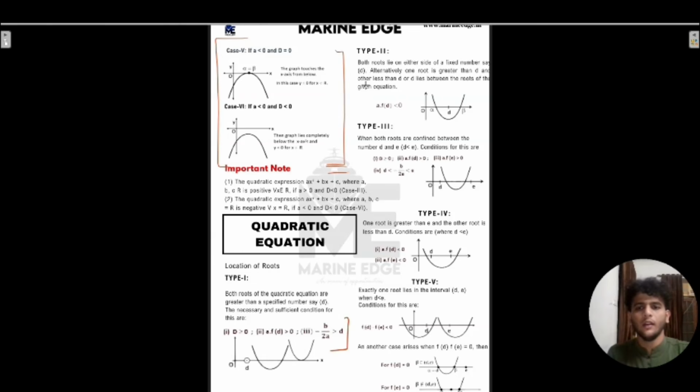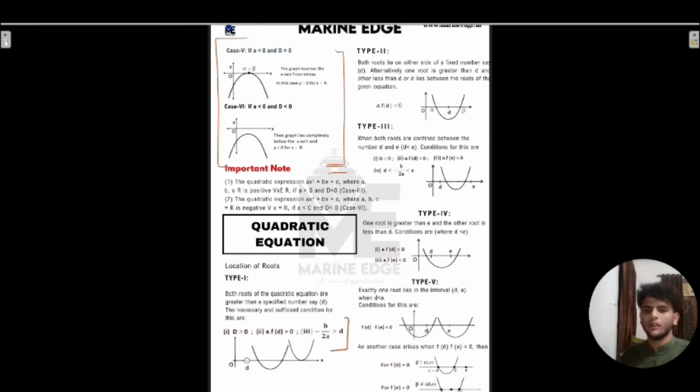For the second condition, that is, I have a number d, and I have to make sure that both of these numbers alpha and beta lie on either side of this number d. Okay, so both roots lie on either side of the fixed number d. So alternatively, one root is greater than d and the other is less than d, and d lies between the roots of the given expression.